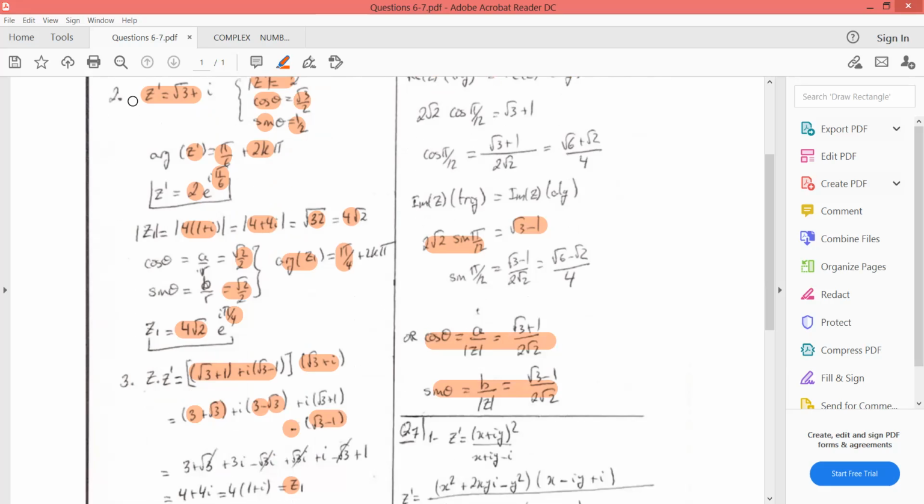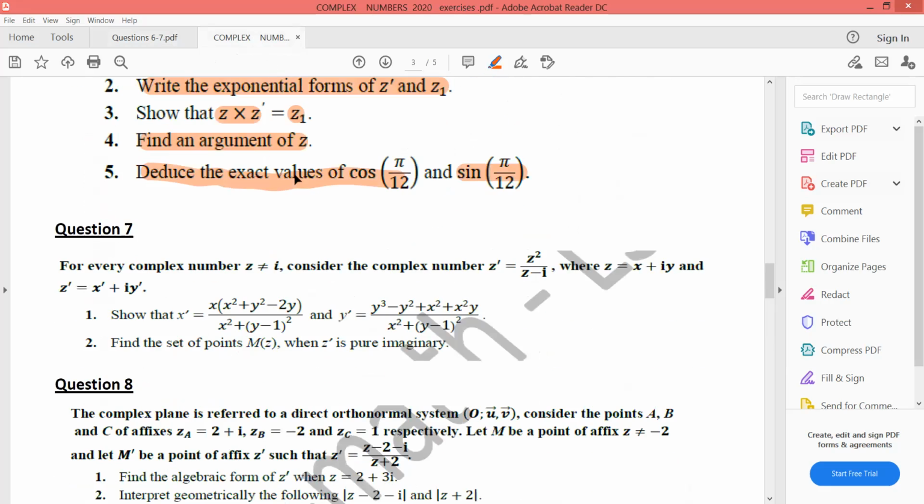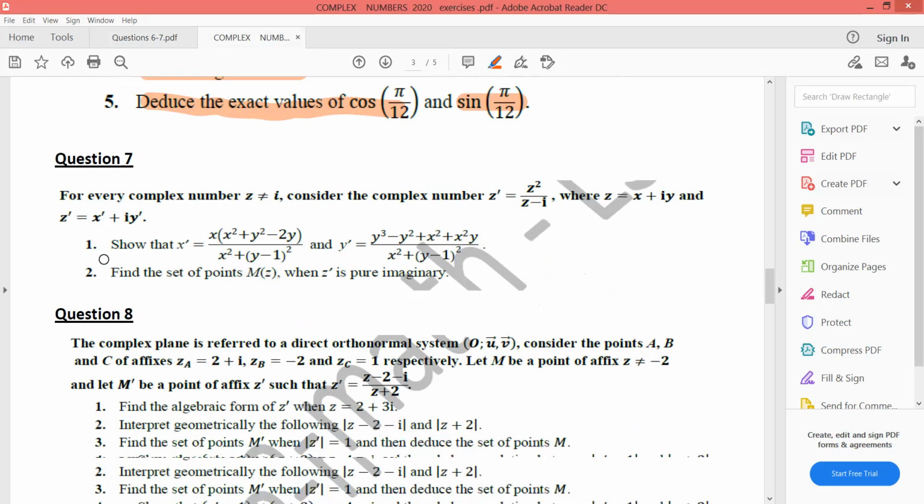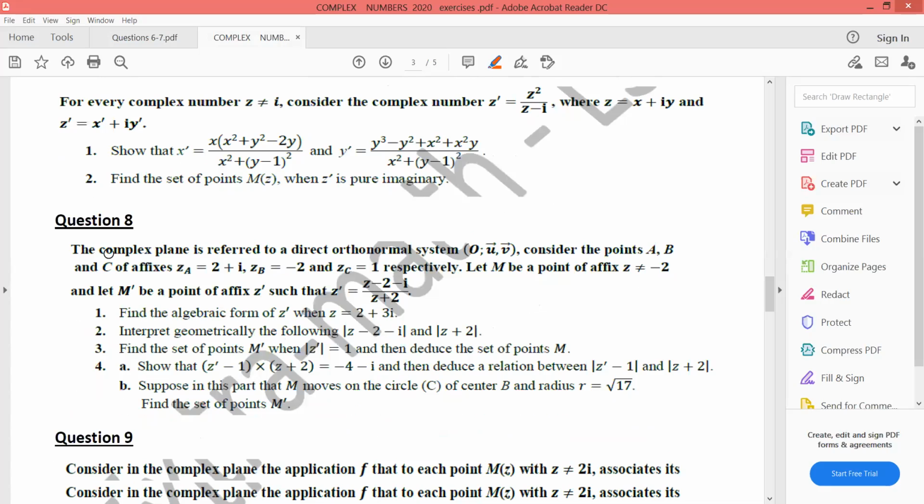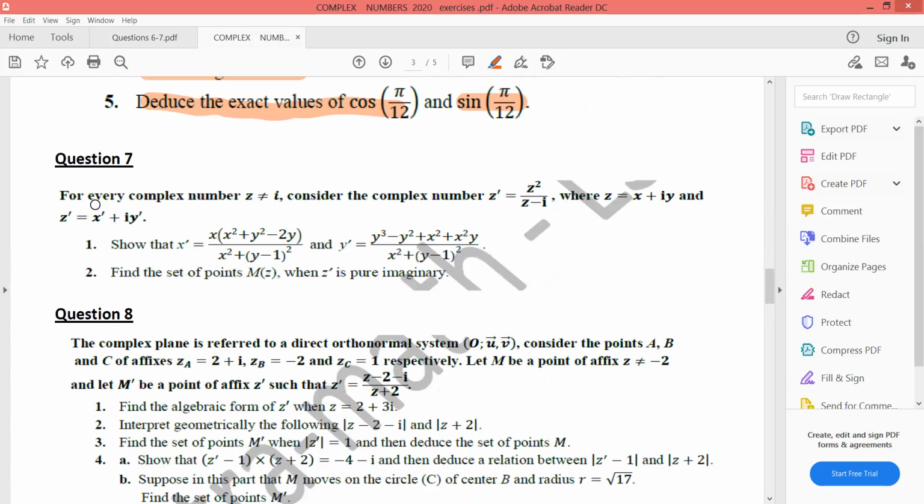No. Okay, one more exercise, one small easy exercise. So exercise 7. For every complex number Z different from I, consider the complex number Z prime. It directly gives us a relation between Z prime and Z, as M varies, M prime varies. Z prime equals Z squared over Z minus I, where Z equals X plus IY. How to show x prime equals this value and y prime equals that value?